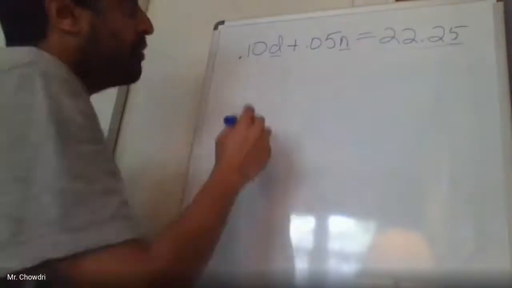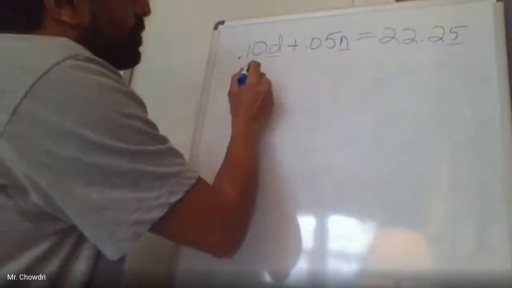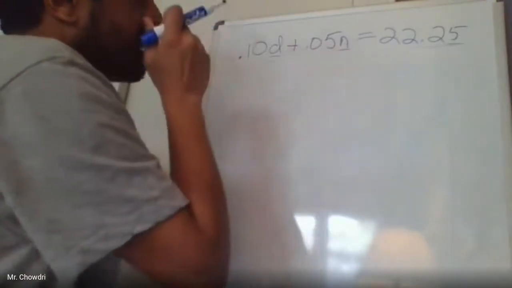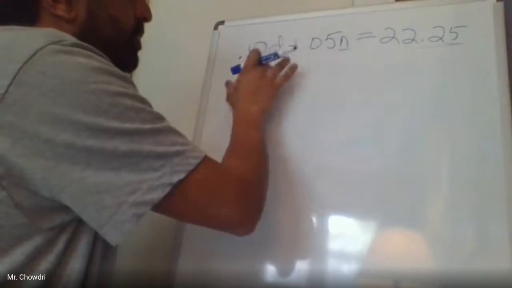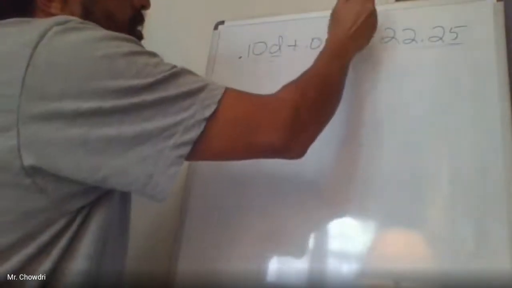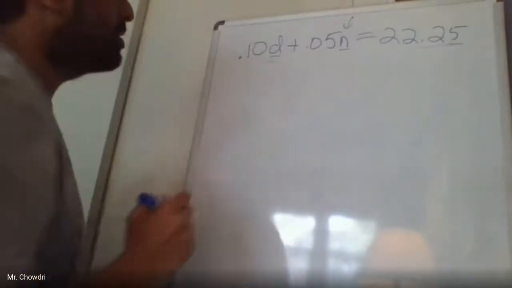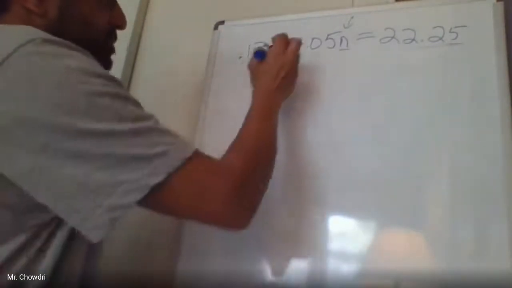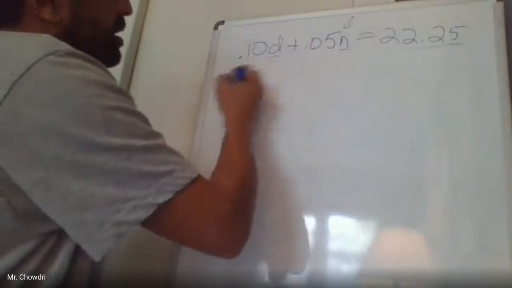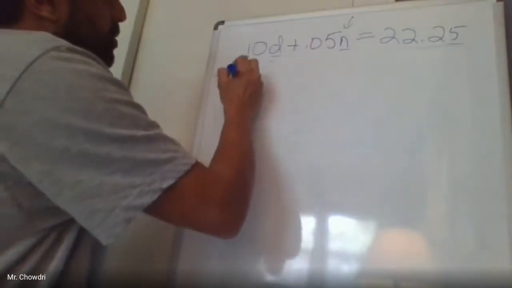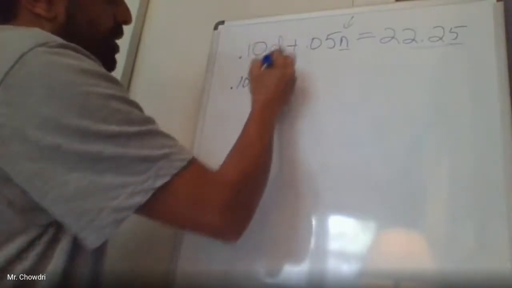I'm going to pick one of these variables and then find what the other one would equal. Because right now I have an equation that's got two variables. I've got a D and an N. And I can't solve this for either of them unless I know the value of one of them. So I'm going to pick dimes, and I'm going to pick an easy number, 100.